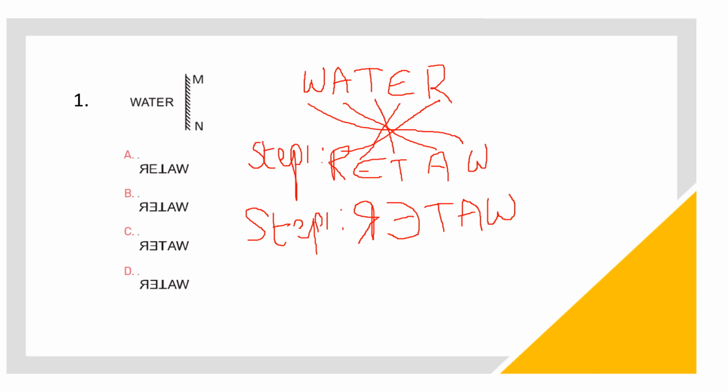See, in option A, E is as it is, so this is not the answer. In option B, T is reversed. This is not a mirror image, so this is not the correct answer. In option C, R E T A W. This is the correct answer. In option D also, T, upside and downside will change, so this is not the answer. So finally the answer is C.